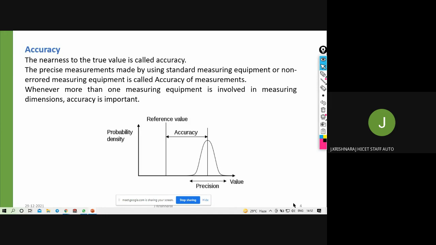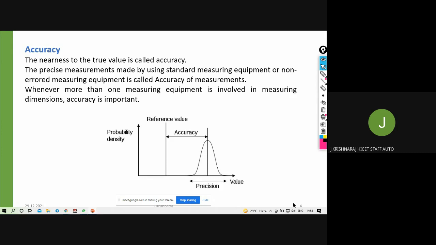If there is a temperature difference, there will be a difference in the readings too, because due to this temperature difference, the material's elongation will occur. Sometimes it will contract, sometimes it will elongate, right? Due to that, even 0.1 mm will be called an error. Whenever more than one measuring equipment is involved in measuring dimensions, accuracy is very important, and that includes more than one measuring equipment.